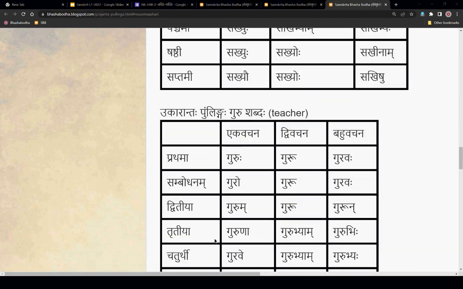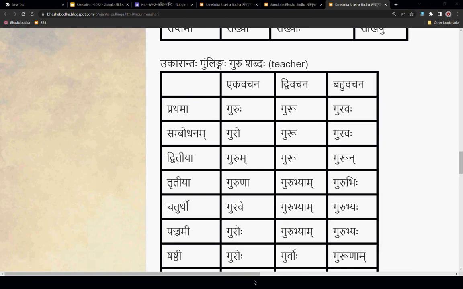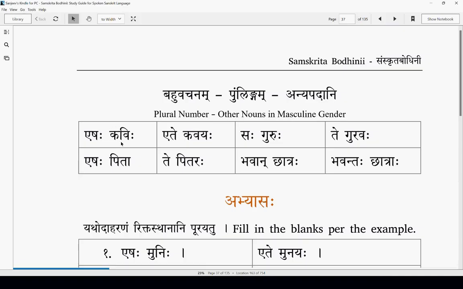What are the other examples of words ending in short E, like Kavi? We already see Hari. Is there any other example you can think of? Any other word ending in short E? Ravi. That is one example. Ravi, Kavi, pronunciation. If Ravi means Surya or sun, Ravi.